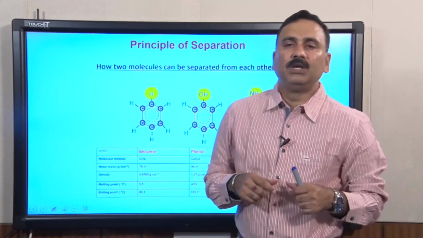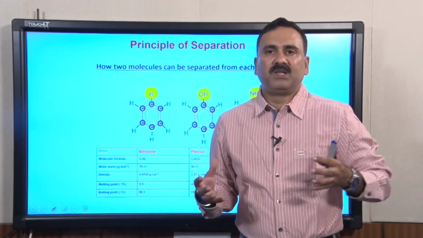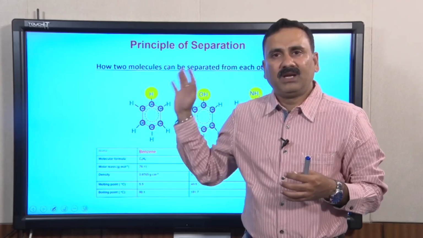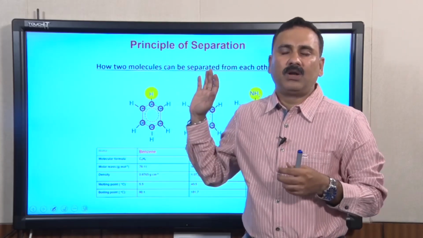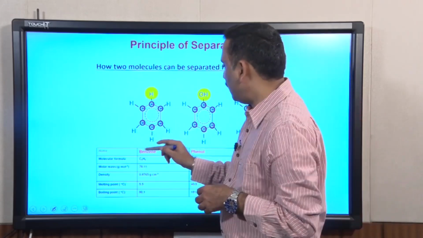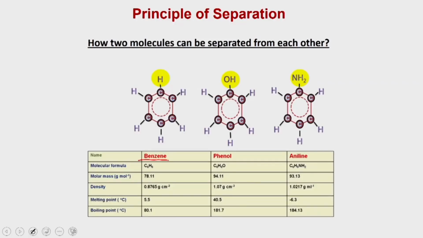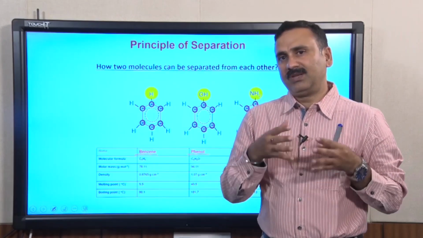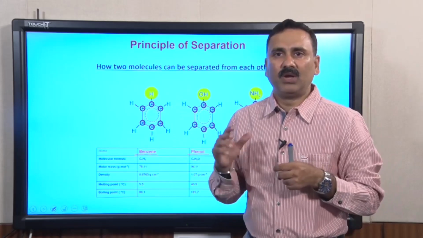To explain the basic principle of separation, let us take an example of 3 molecules, very simple organic molecules. Molecule number 1 is benzene, molecule number 2 is phenol, and molecule number 3 is aniline. Imagine that you have a mixture of these 3 bioorganic molecules. If you would like to separate these molecules, the first thing you have to do is understand the characteristics of these molecules. Let us see what characteristics are present in these molecules.